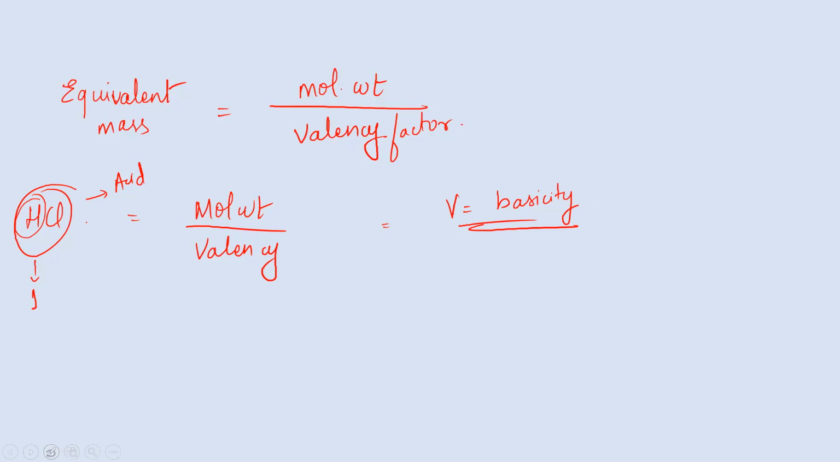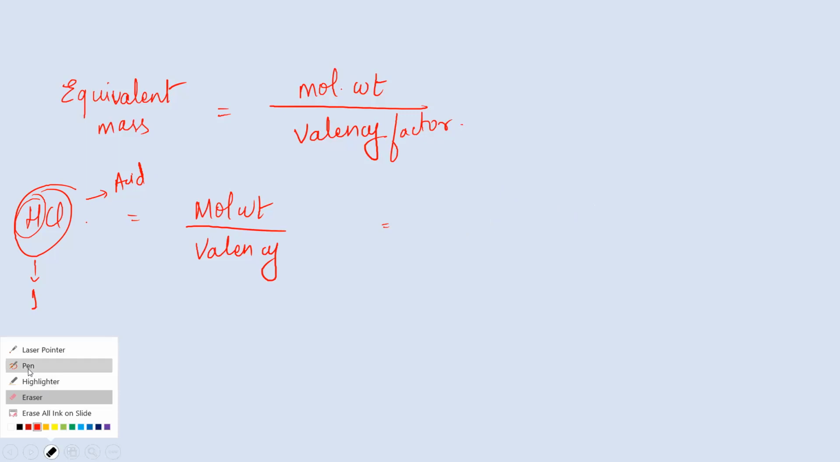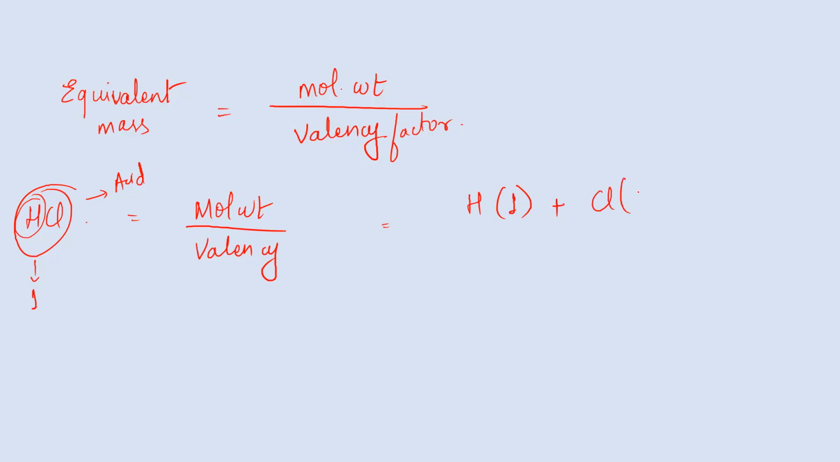What is the equivalent mass of HCl? What is hydrogen's mass? What is chlorine's mass? 35.5. 37.5 or 35.5? Hello, what is the mass of chlorine? 35.5. So divided by 1, that is the valency. Okay, so whatever you are going to get is 36.5. This is going to be the equivalent mass of HCl.